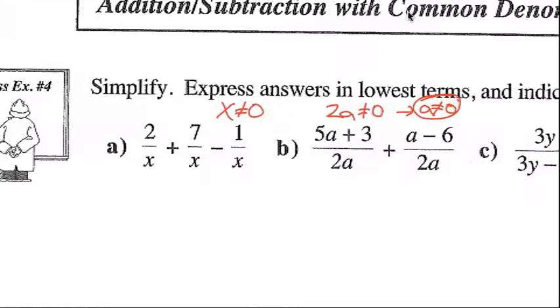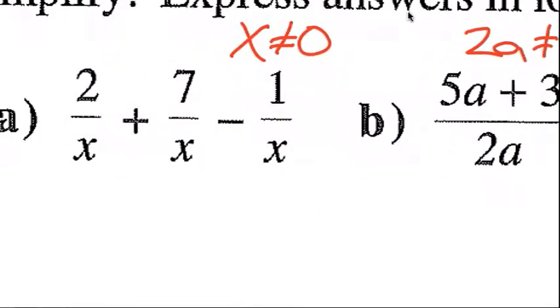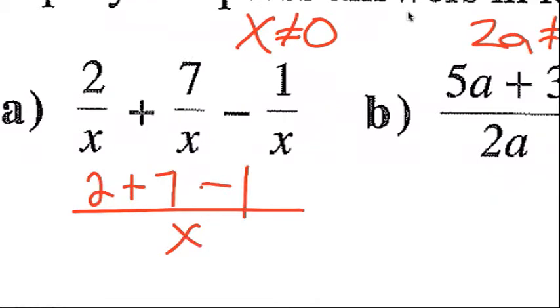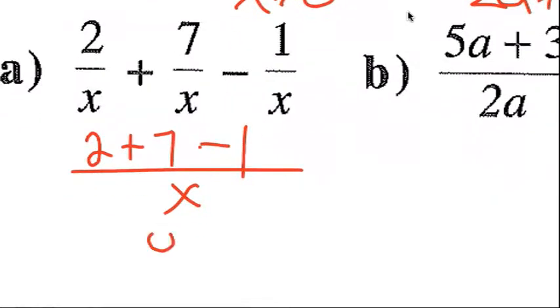Question A. These are all on the same denominator. So I can simply say, well, they're all on the same denominator. Whoops, I'm in red now. I'm going to go 2 plus 7 minus 1. 2 plus 7 is 9, minus 1 is 8. 8 over x. Finished. I gotta go back to blue.